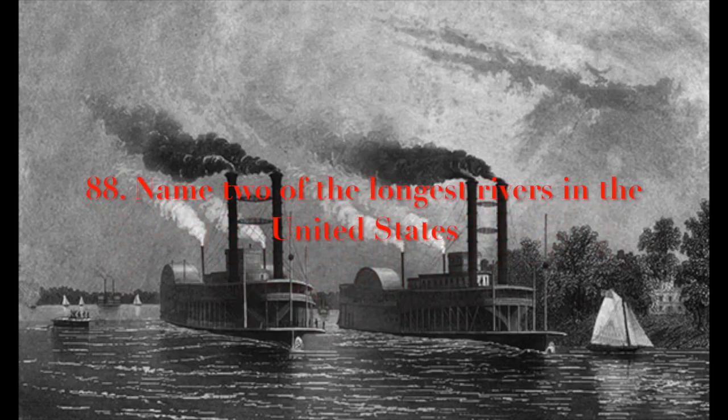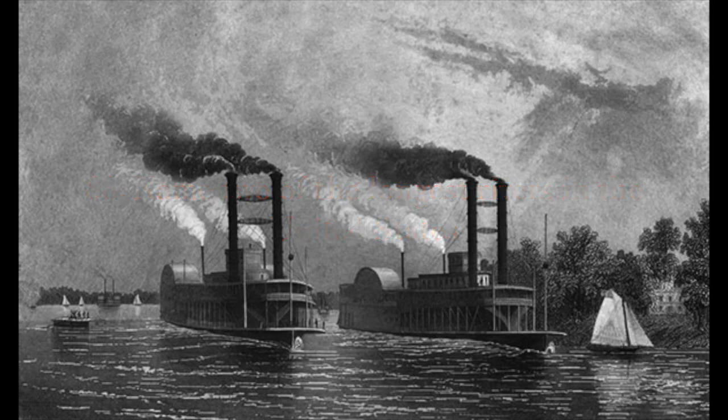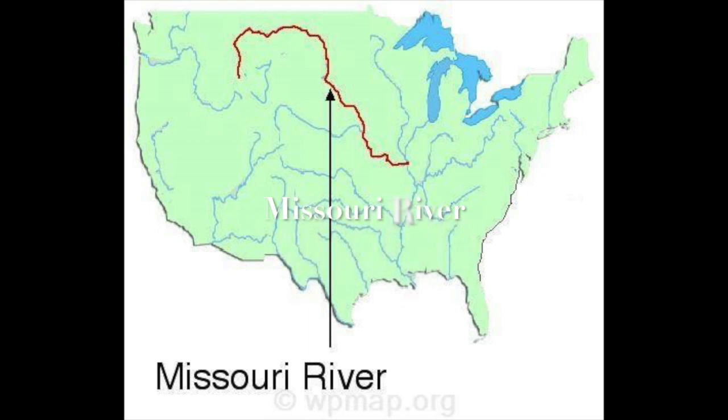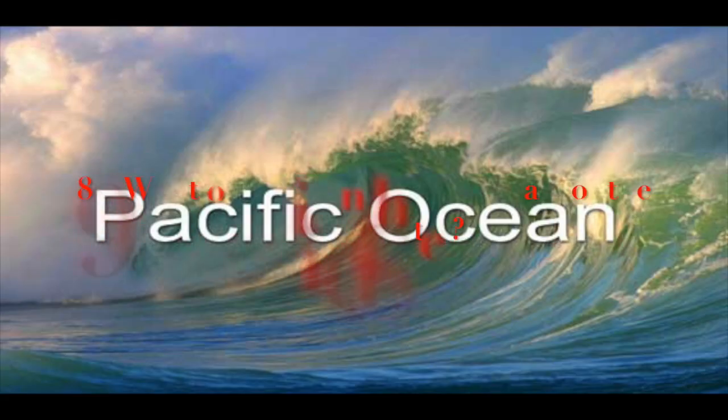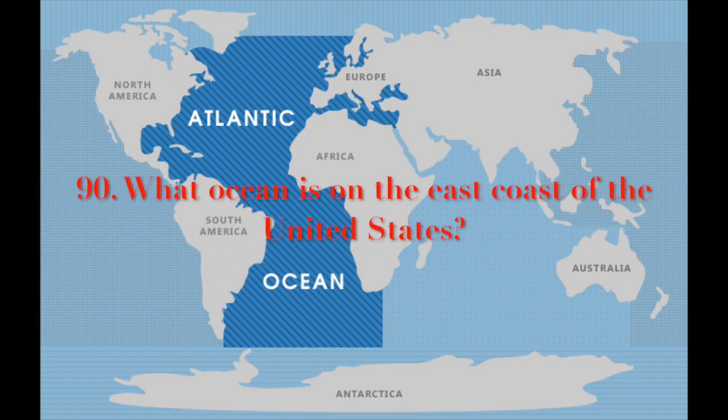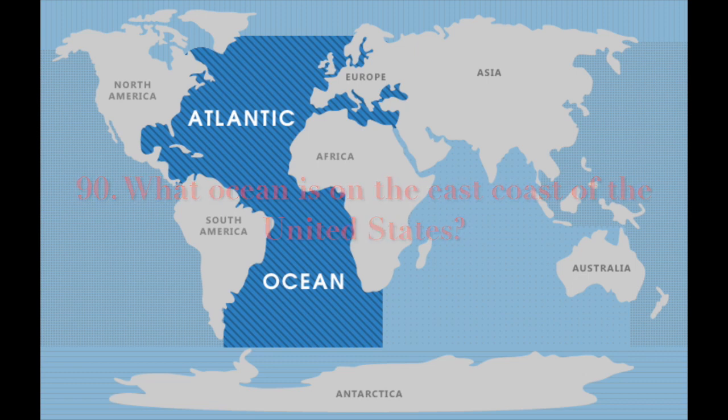Okay, let's start the geography questions. Question number 88. Name two of the longest rivers in the United States. Answer either the Mississippi River or the Missouri River. Question 89. What ocean is on the west coast of the United States? Your answer is Pacific Ocean. Question number 90. What ocean is on the east coast of the United States? Your answer will be Atlantic Ocean.